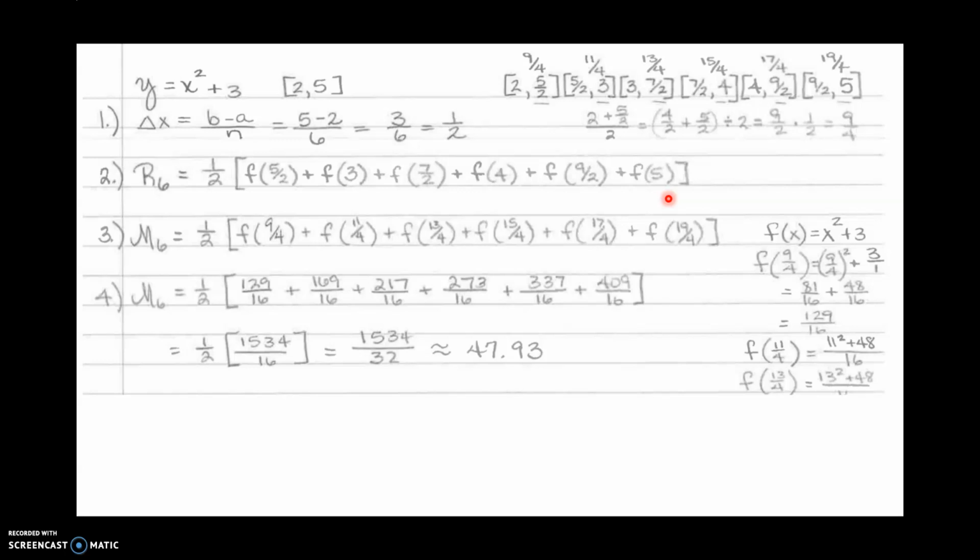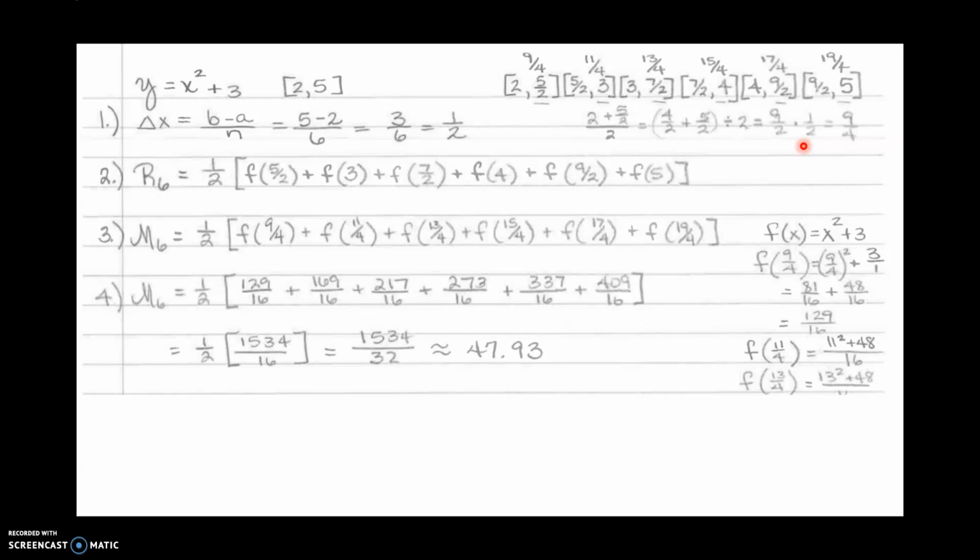Then for number 3, it said, what's the setup equation for M6? Remember, M6 is when I use midpoints. So to find the midpoint of the interval 2, 5 halves, literally, I'm just going to add them and divide by 2. So if I say 2 plus 5 halves, that's like 4 halves plus 5 halves. So 9 halves divided by 2. Dividing by 2 is the same thing as multiplying by 1/2. So that's going to give us 9/4.